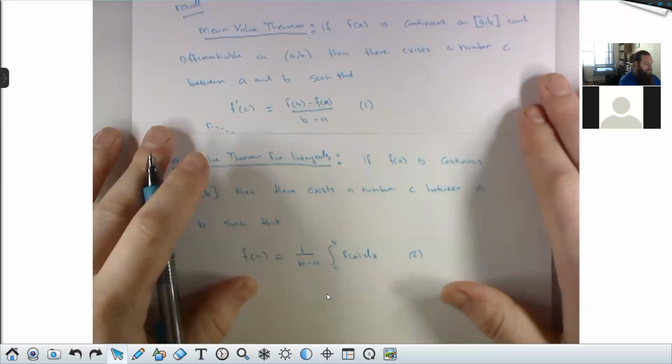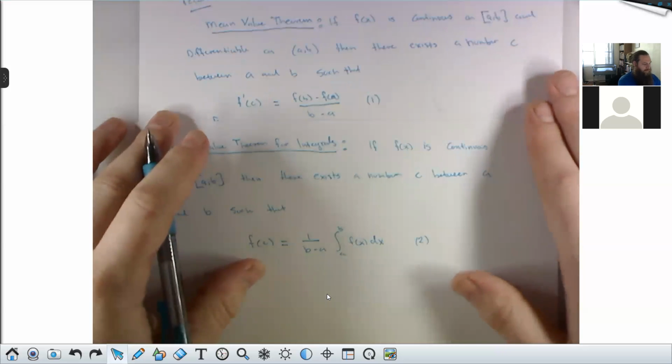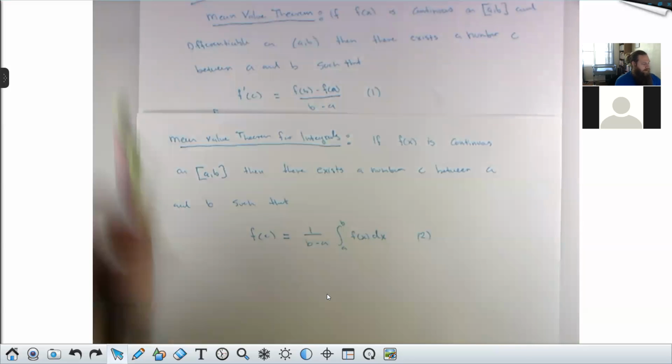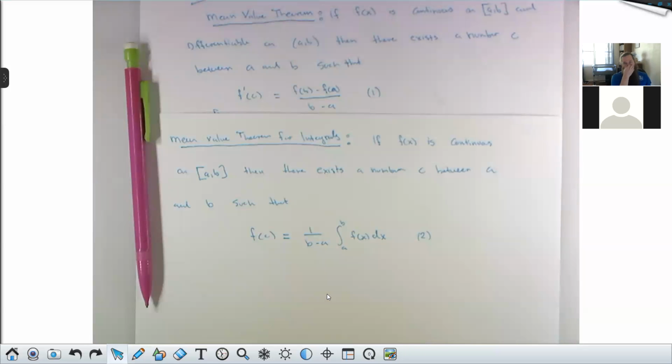And what I want to do is see if we can connect these two things to each other. I claim that these are equivalent statements. I claim that from one you could prove the other. If you assume the first is true, you could deduce that the second is true. And conversely, if you assume 2 is true, you could deduce that 1 is true.